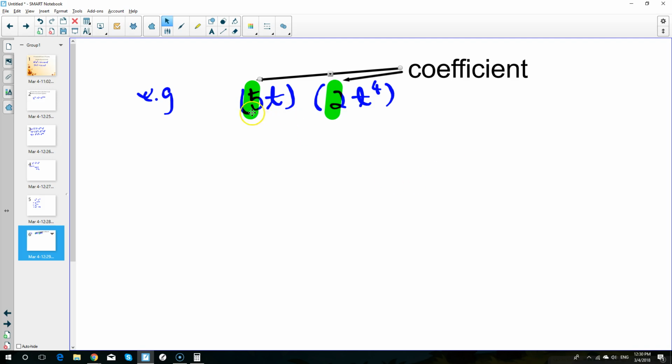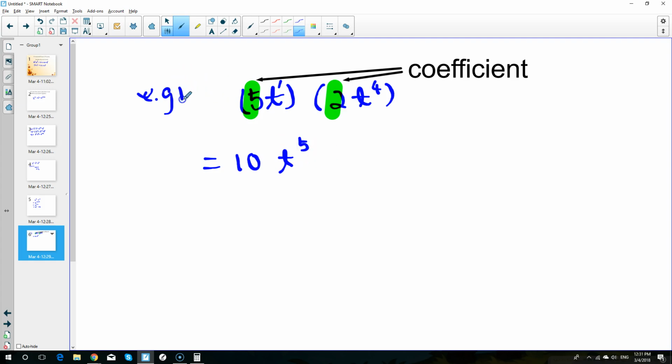So 5 times 2, we can do that. 5 times 2 is just going to be 10. Then you have to deal with t times t to the power 4. t is just 1, 4 is just 4, so you end up with t to the power 5. Alright, so some of the expressions may be a little bit more difficult. It's not always just having the base, okay?